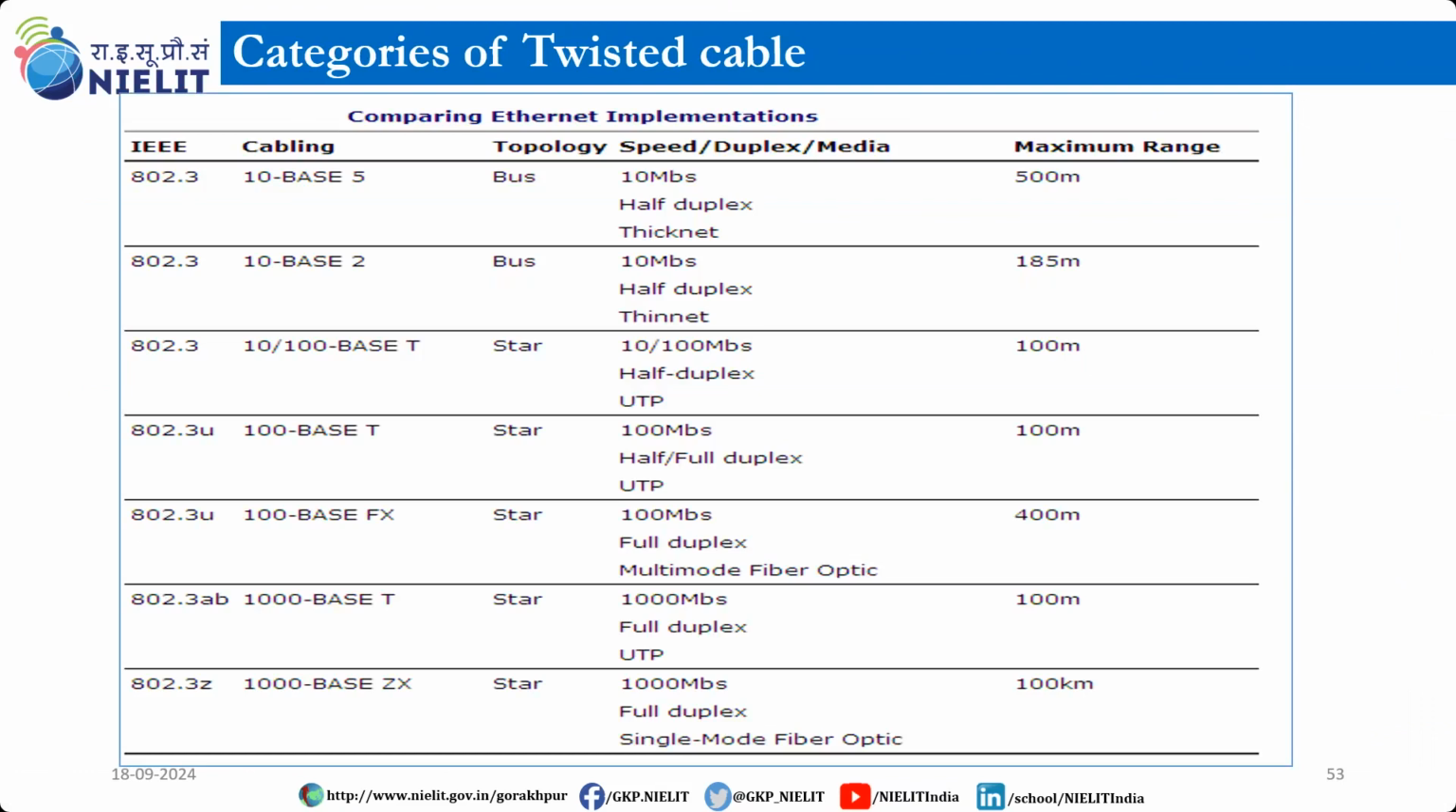So these are the different categories of twisted cable, and the maximum supported range is 500 meters for 10Base5, 802.3, and for 802.3, 10Base2 is 185. So these are the range, IEEE standard, cabling method, topology, speed, duplex type, half duplex, and it is used for full duplex. So this type of description is there.